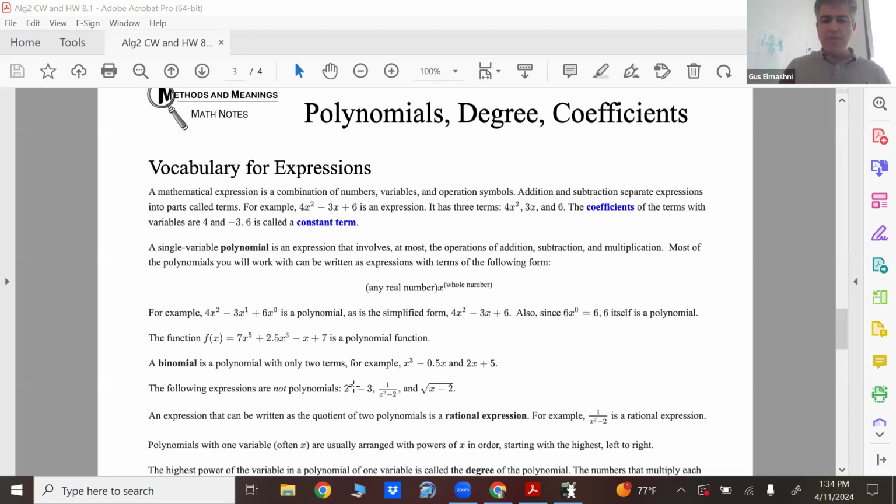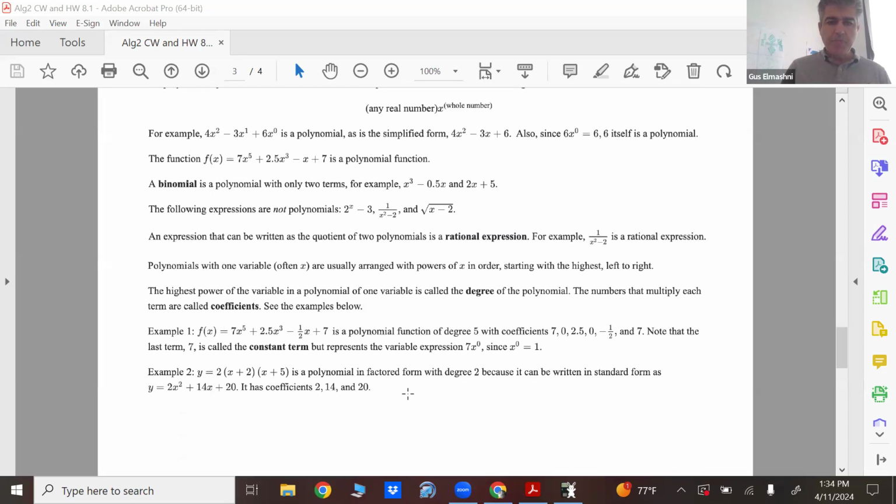The ones that were crossed out are not polynomials, like 2 to the x power. Your exponent can't be an x. The x is only the base. And again, you can't have fractions like 1 over x. Yes, you can have fractions for your coefficients, but you can't have x as part of a fraction, or radicals. Remember, 1 over x squared minus 2 is a rational expression. I think we've talked about that.